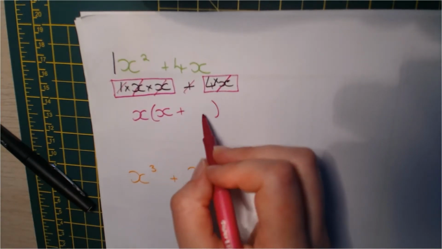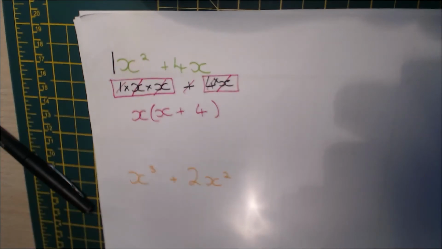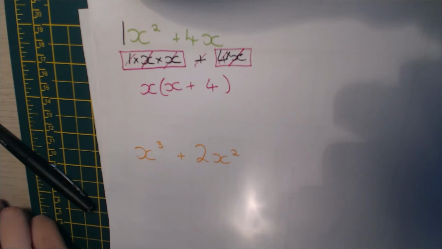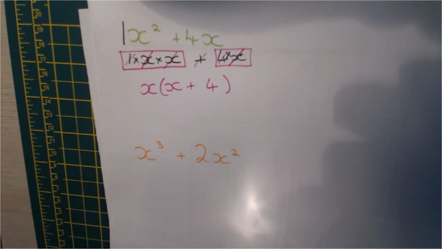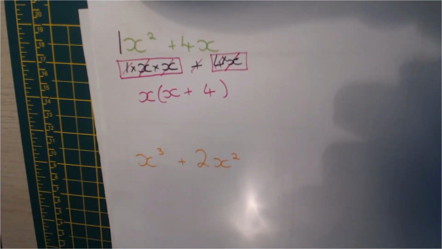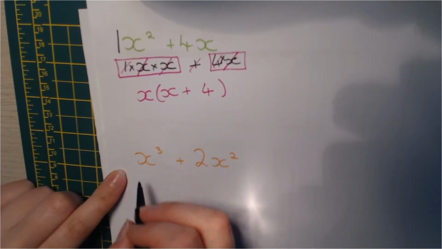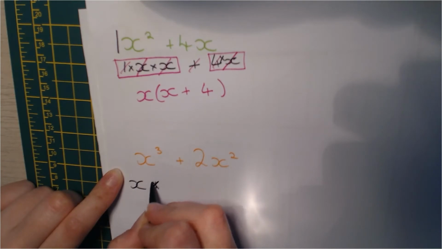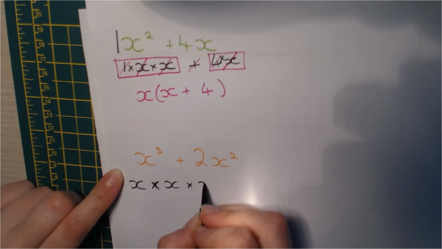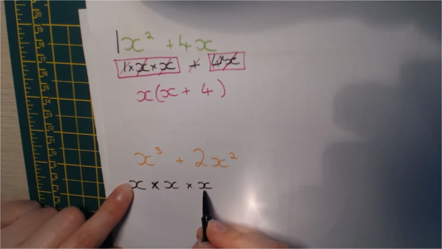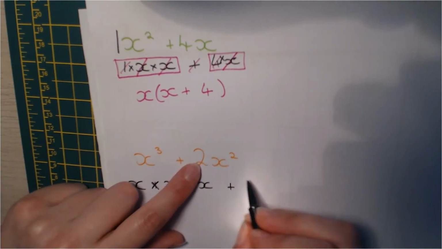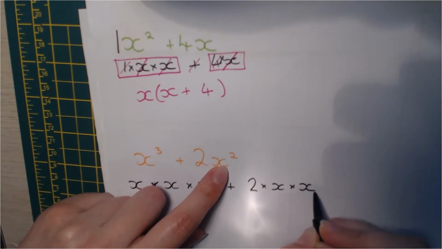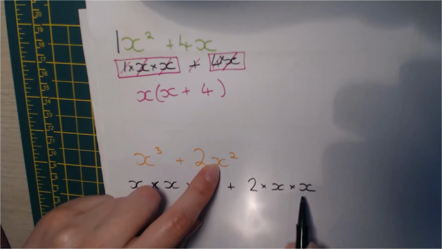Plus 4. For this next one down here, x cubed, that's x to the power 3, add 2x squared. It's starting to sound a bit more complicated, isn't it? Don't worry, the same method works. So I'm going to write it out the same as I did last time. I've got x times x times x. That's our x cubed. Add 2 multiplied by x multiplied by x. That's 2 times x squared.